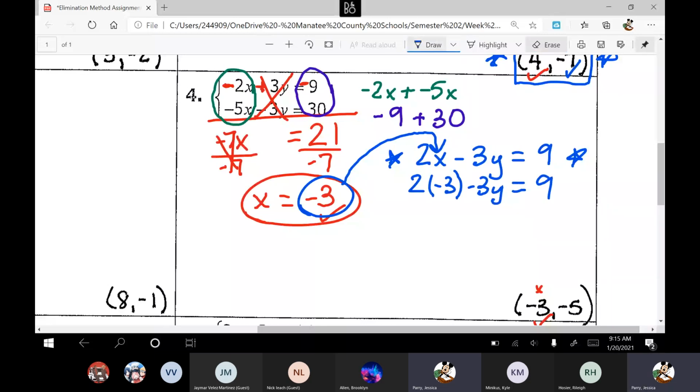Now we're going to solve for y. What is the next thing I should do for solving this equation? What is my next step? Go ahead and write in the chat. What should I do next?